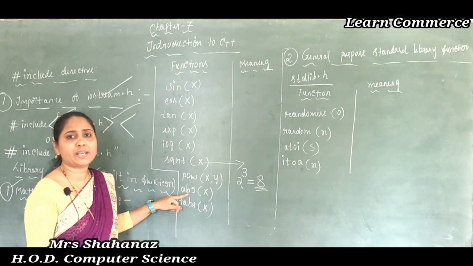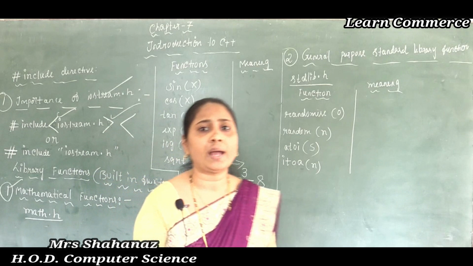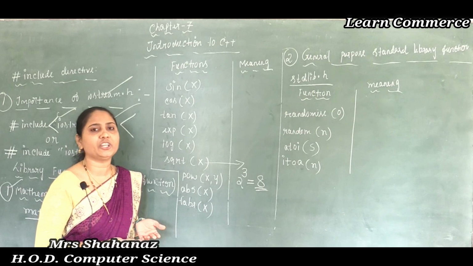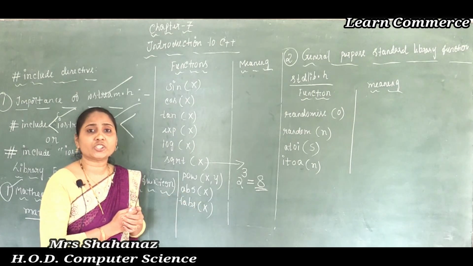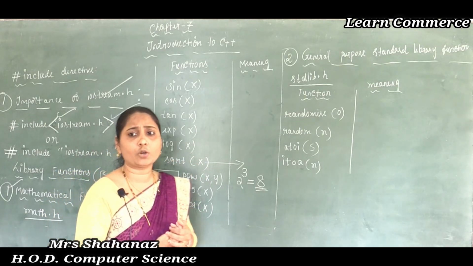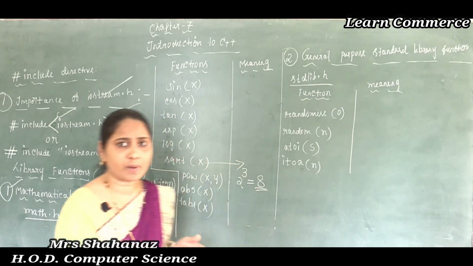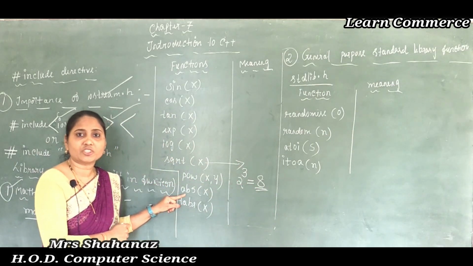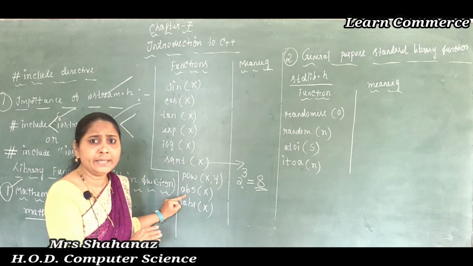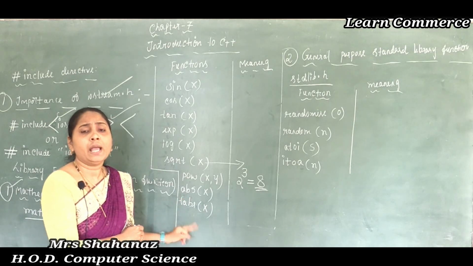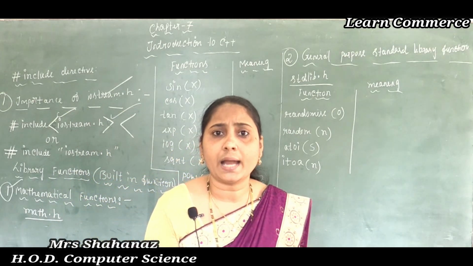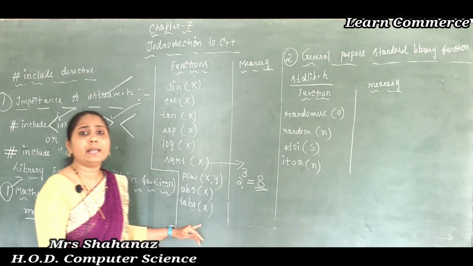And next, abs of x, that is called the absolute value of the integer number x. As we know the meaning of an integer number: a whole number without any fractional part, for example 10, 20, 200, 1000, or 10,000. If you are using the abs function, that is the absolute value of the integer number x, or if you are using fabs of x, that means the absolute value of the real number x.